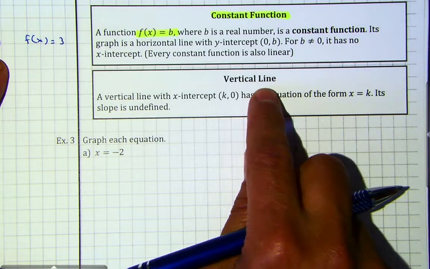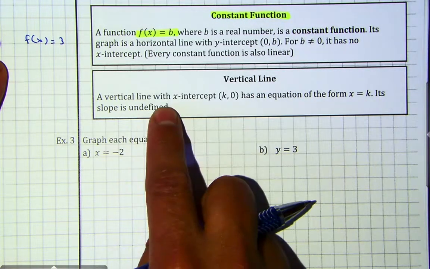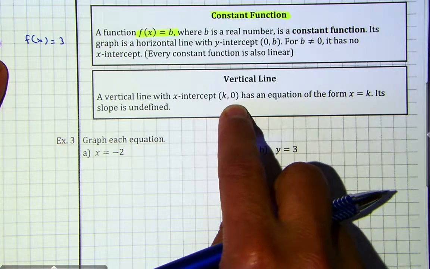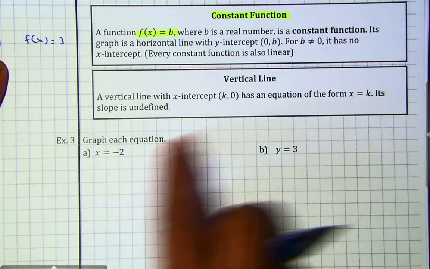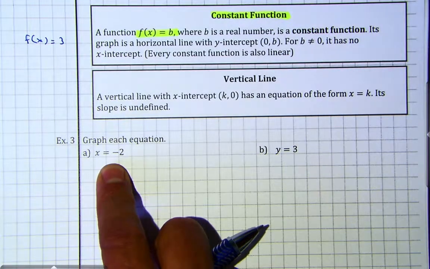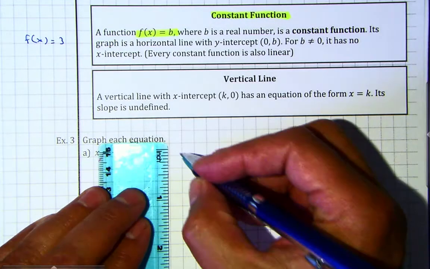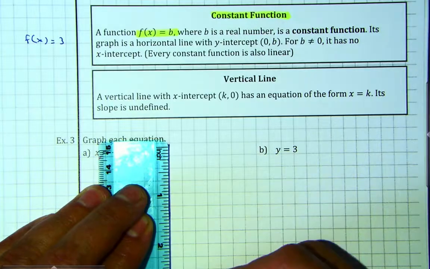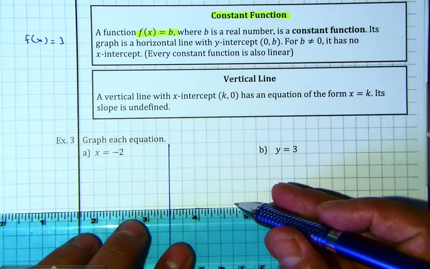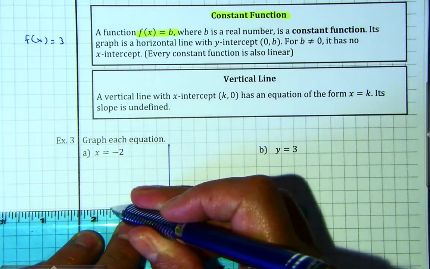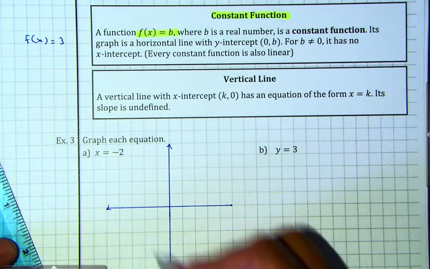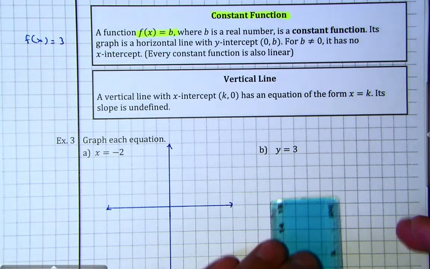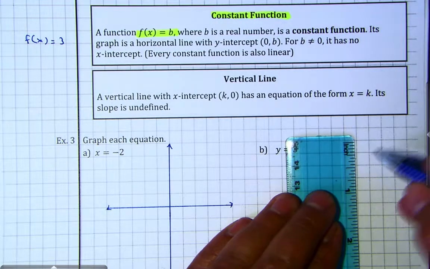And then the vertical line, we know that a vertical line with x-intercept (k, 0) has an equation of the following form, such as example number 3. So let's go through the process and make a 5 by 5 graph. We also know that if it's a vertical line, the slope is undefined. We used to say that there's no slope in Algebra 1.